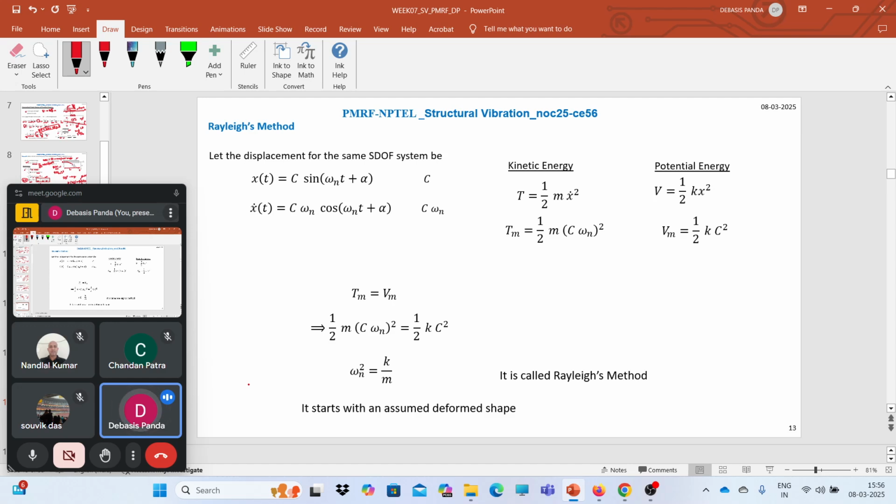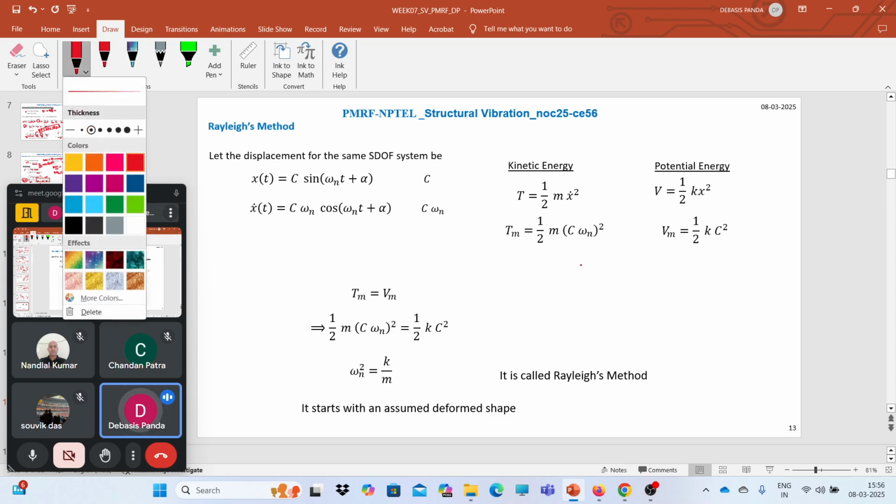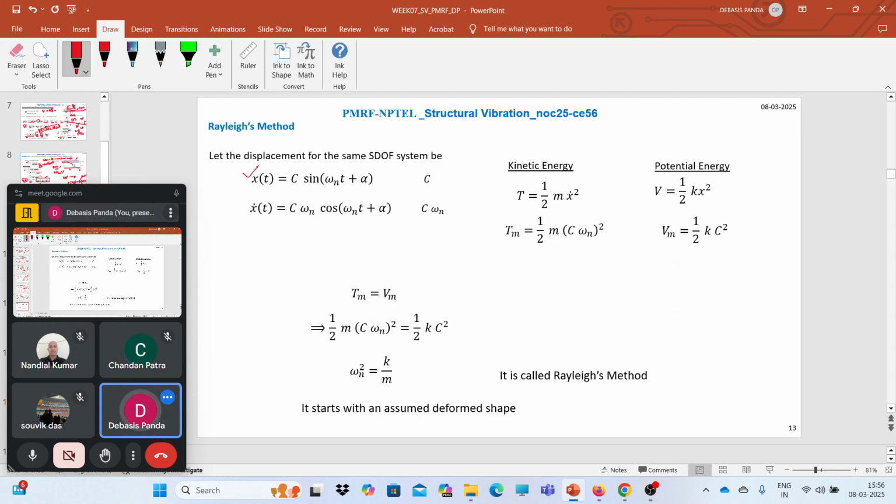Now, if we want to further extend this, like if we have a vibratory system whose response, displacement, is defined by x of t equals c sine omega n t plus alpha or theta. Recall this steady state response of any dynamic system or any SDOF system is nothing but x of t. We can express as the amplitude c sine omega n t plus some phase alpha or theta.